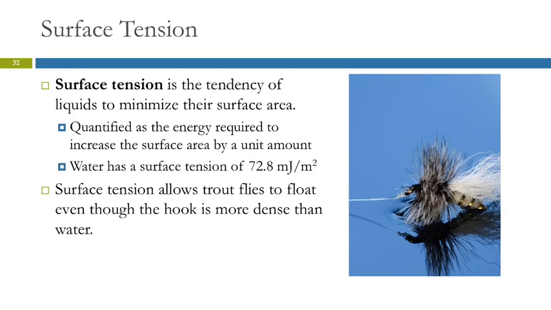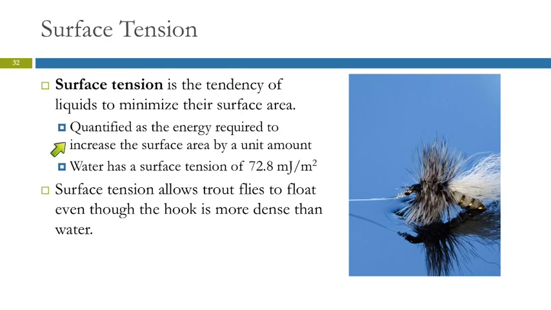Surface tension. So surface tension is the tendency of liquids to minimize their surface area. We talked about that round glob of water, that sphere of water in space. Why did it make a sphere? Because of the attraction of the water molecules to each other. They want to maximize that attraction, and so they do that by minimizing the surface area.